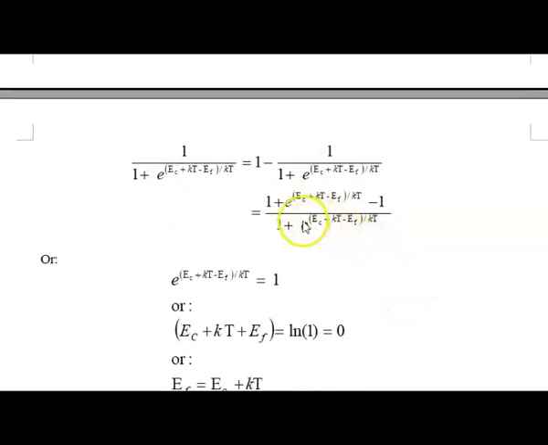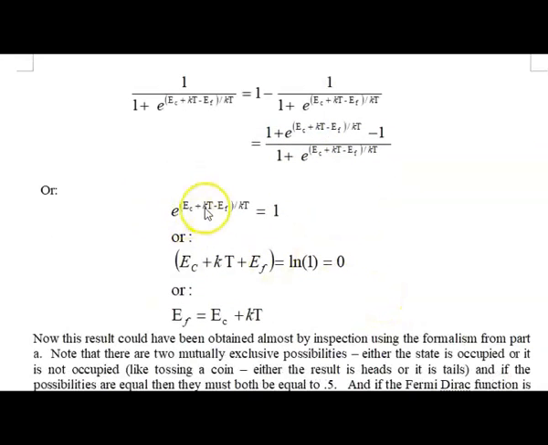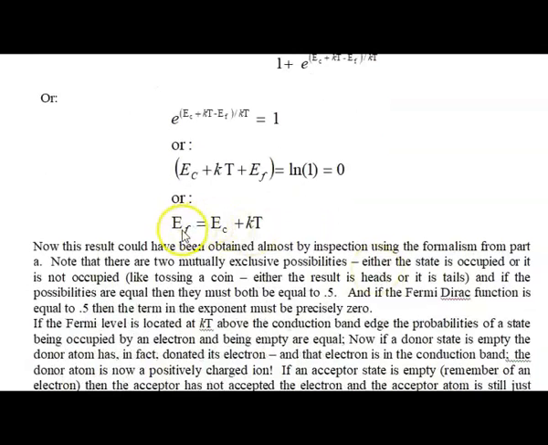And we find the ones go out, the denominators are equal, therefore the numerators must be equal. Here's the numerator on the right side, here's the numerator on the left side. We take the logarithm of each side. The logarithm on the left side brings down EC plus KT minus EF, and the logarithm of 1 is 0. So we find that the Fermi level is equal to EC plus KT.